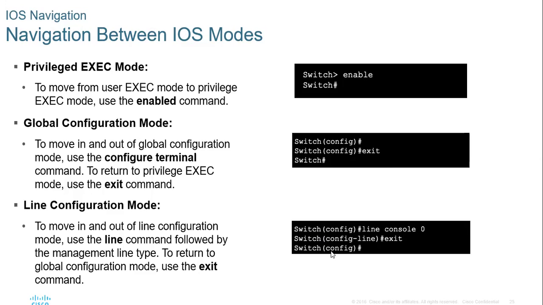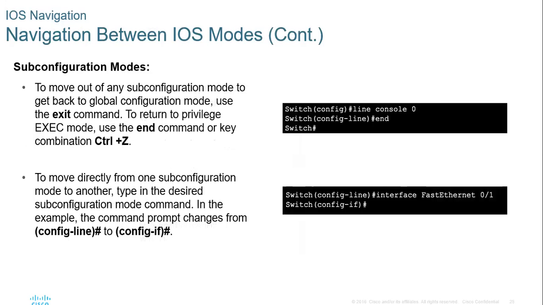To move in and out of line configuration mode, use the line command followed by the management line type. To return to the global configuration mode, use the exit command. Navigation between iOS modes, sub-configuration modes: to move out of any configuration mode to get back to global configuration mode, use the exit command.